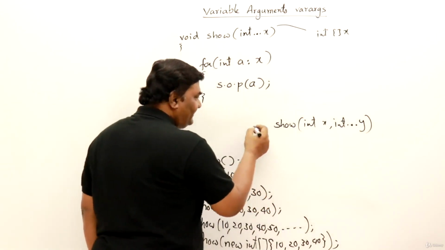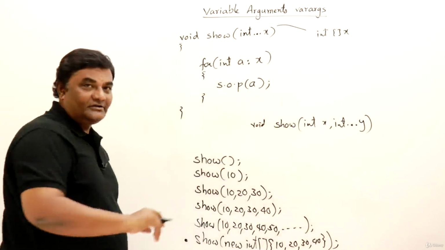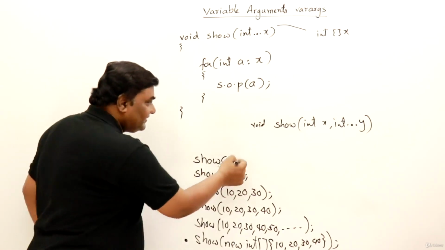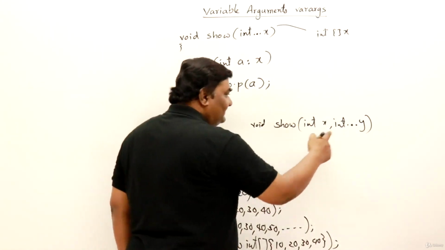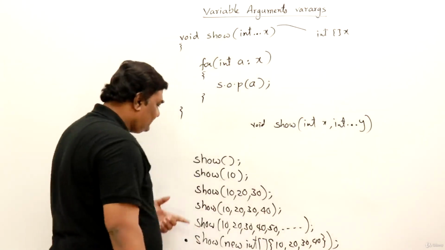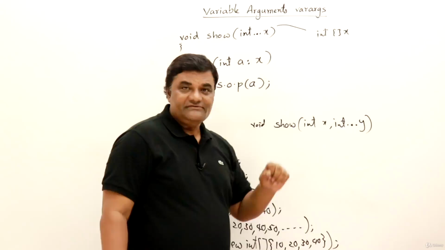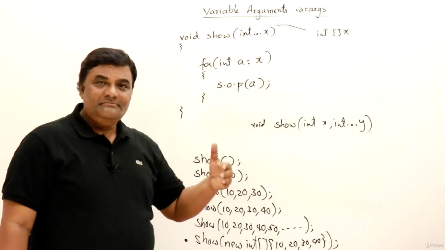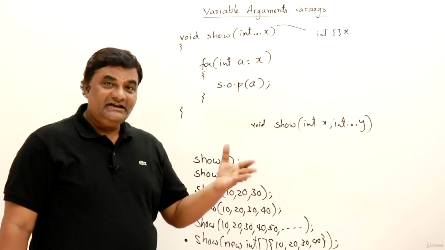So one value will be mandatory for this one, and next is a variable argument. So this will not work for this one because I am not passing anything. This will work. I am passing 10 and this will be null, nothing. And here this 10 will go here, 20 and 30 will go into this one. So you can make some mandatory arguments and also you can take an ellipsis, that is variable argument.